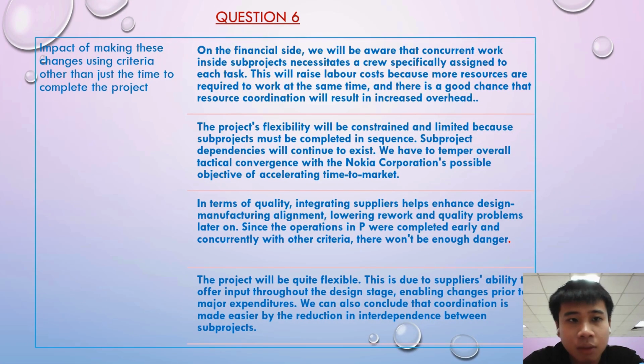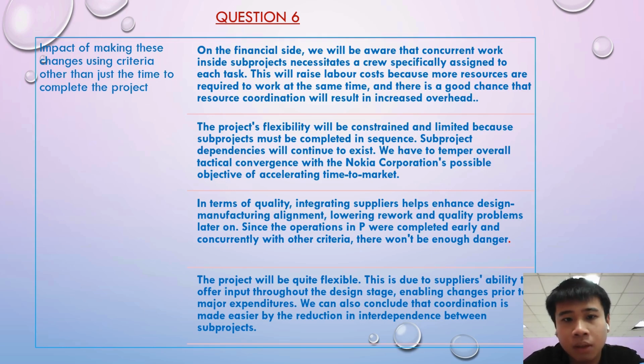So for question 6, we will look at the impact of making this change. On the vendor side, we will be aware of concurrent work, especially assigned to the SC tasks. There is also labor cost, because more resources are required to work at the same time, and there is a good chance that resource coordination will result in increased overhead. So the project feasibility will be considered, because sub-projects must be completed in sequence. Sub-project dependency will continue to exist.